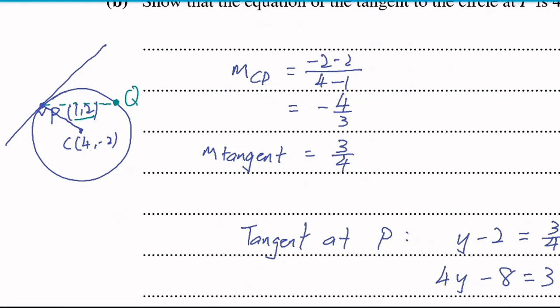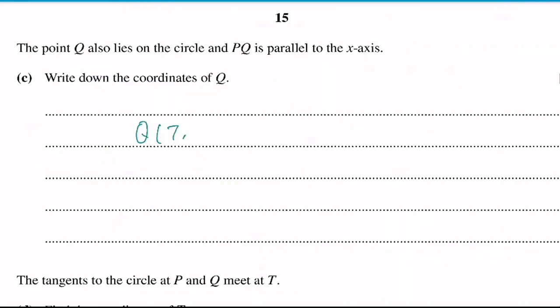Okay, so to get the coordinate of Q here, if PQ is horizontal, it means that Q should have the same y coordinate. So Q here should have the y coordinate of 2. So what about the x coordinate? You can see from P to C here, the distance is 3. So it means from C to Q here, the distance should also be 3. Okay, so for Q, we have the coordinate 7 for the x there. Okay, so they just want to see the x and the y coordinate.